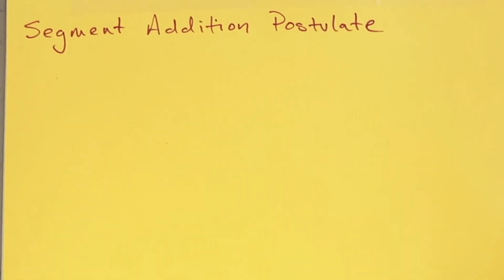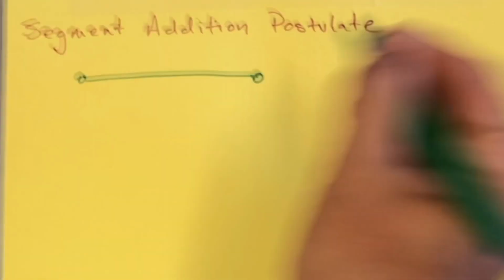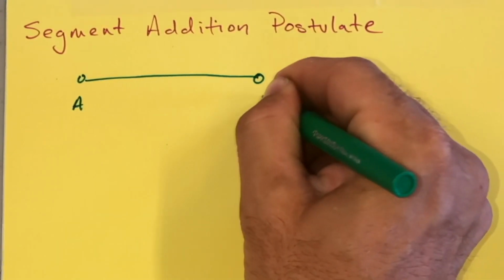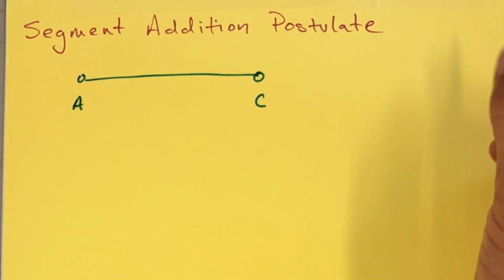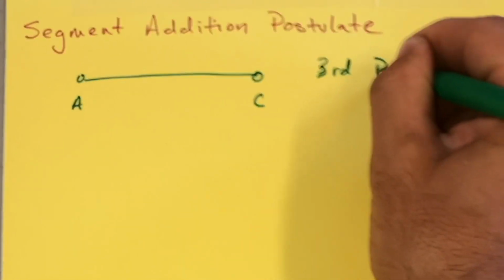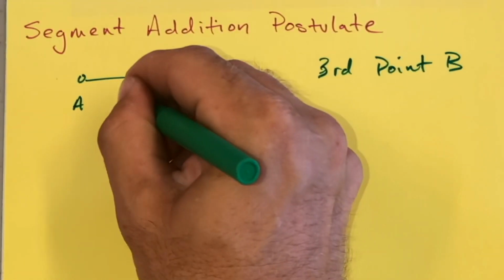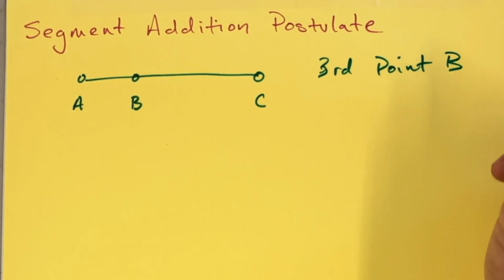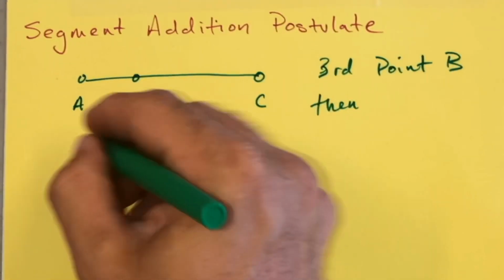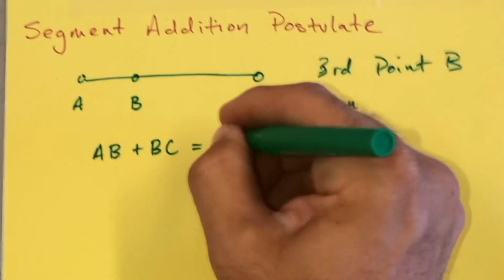Okay, today we're talking about the segment addition postulate. Basically, that's using any sort of diagram with a line segment, and it talks about 2 points on that segment. And if a third point, let's say B, is to lie on that line, then what must be true as far as adding those segments is AB plus BC should equal AC.